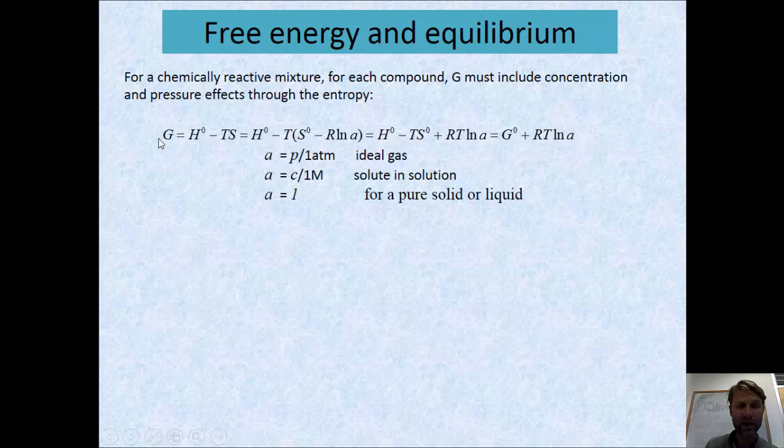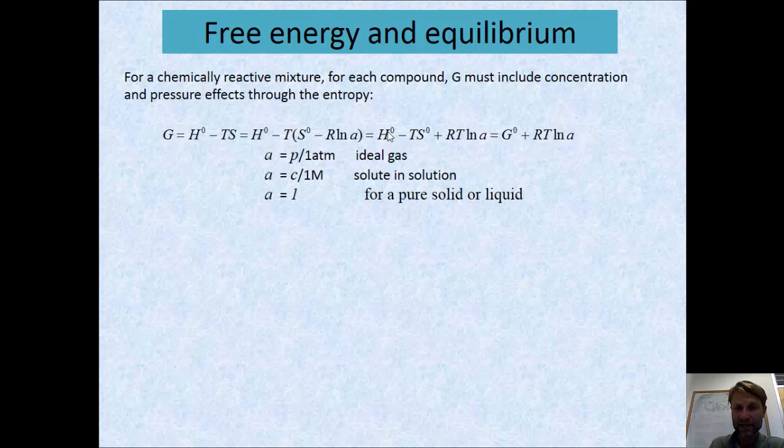And so we start with our general equation for free energy, which is G equals H minus TS. And now we have non-standard G, and that's equal to standard H minus T times non-standard S. It turns out H is not dependent on pressure, so we can leave it in its standard form. Now we substitute in the expression for non-standard S, which from the previous slide is standard S minus the gas constant times the natural log of the activity.